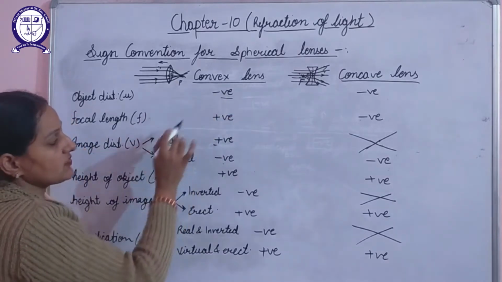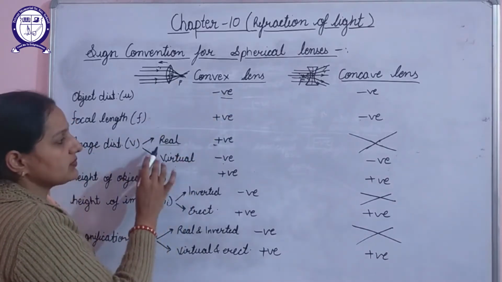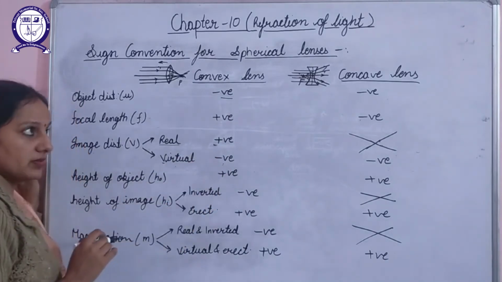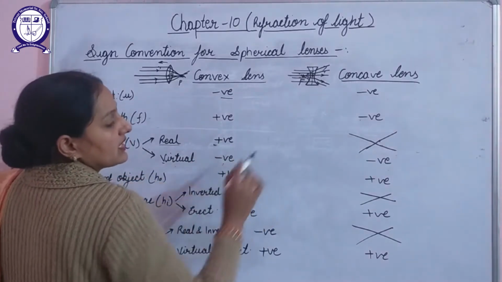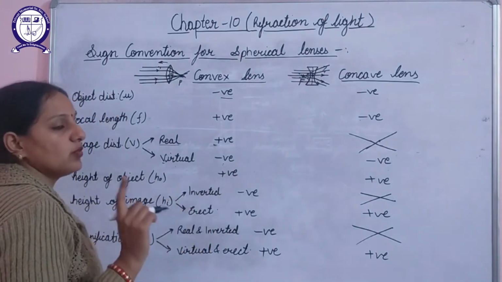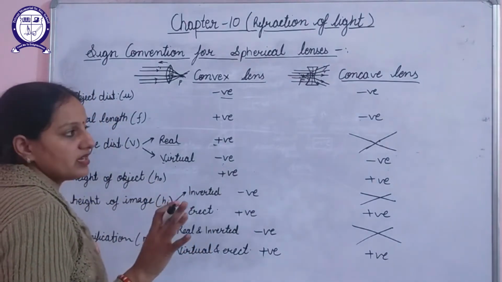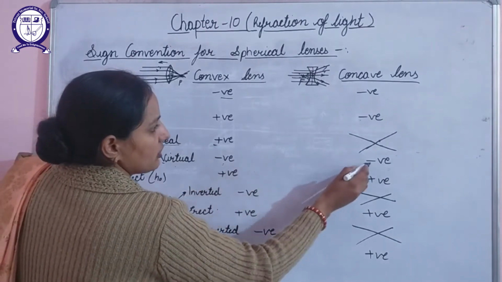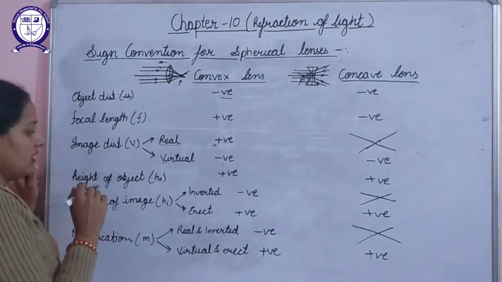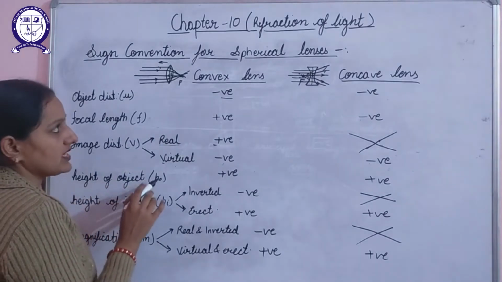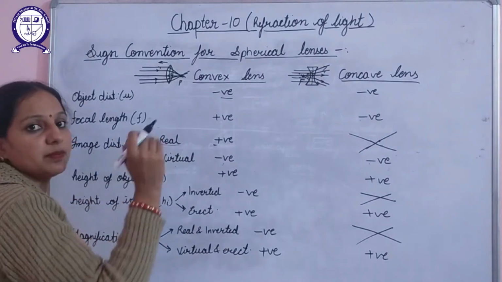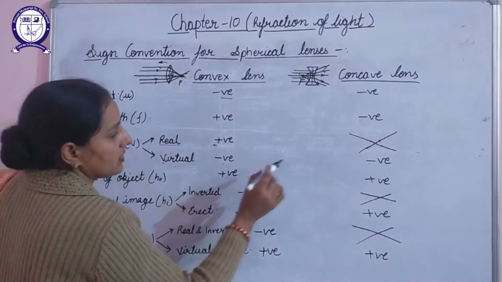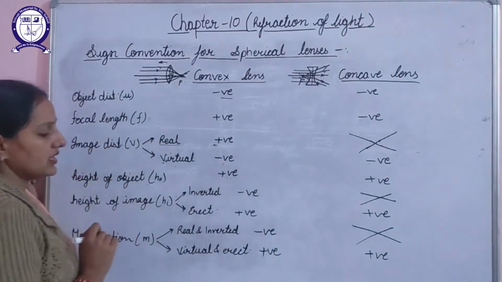As the convex lens forms both types of images, its image distance could be positive or negative depending on the nature of the image. But a concave lens always forms a virtual image. It never forms a real image. So image distance for a concave lens will always be negative. If we talk about height of object, as the object is always placed above the principal axis, its height will always be positive for convex and also for concave.